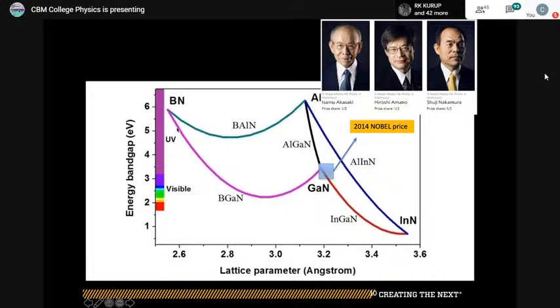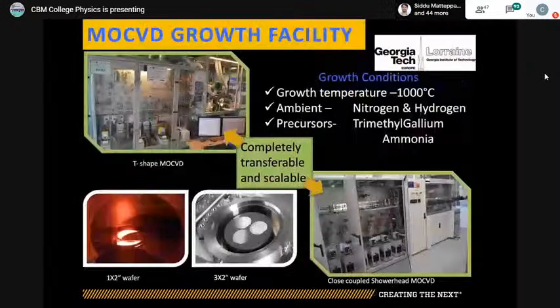After that, we said, okay, there is a lot of work done in this area. Let's explore this boron nitride and aluminum nitride area for UV LEDs and also for other applications. So we work on this area also, where they got the Nobel Prize, and we also explore other areas like boron nitride and aluminum nitride, which are very interesting for UV light emission and also for neutron detector applications.